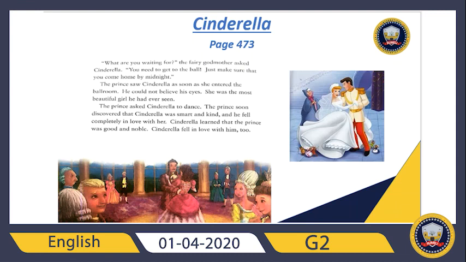So the prince saw Cinderella as soon as she entered the ballroom. He could not believe his eyes. She was the most beautiful girl he had ever seen. The prince asked Cinderella to dance. The prince soon discovered that Cinderella was smart and kind, and he fell completely in love with her. Cinderella learned that the prince was good and noble. Cinderella fell in love with him too. So now both of them are in love with each other.